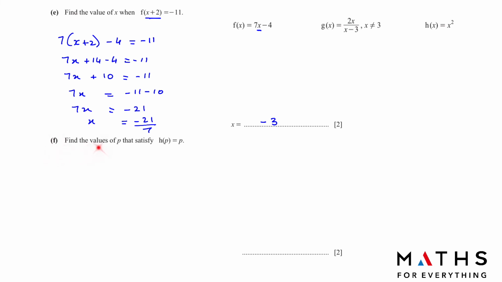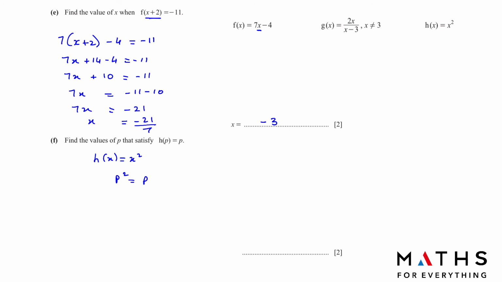Part F. Find the value of p that satisfies h of p is equal to p. Let's write down our function. H of x is equal to x squared. H of p is equal to p. It means when we replace x with any value, suppose we are replacing with p, the answer should be p. That's what it means. So what are the numbers? You know what square numbers are, right?